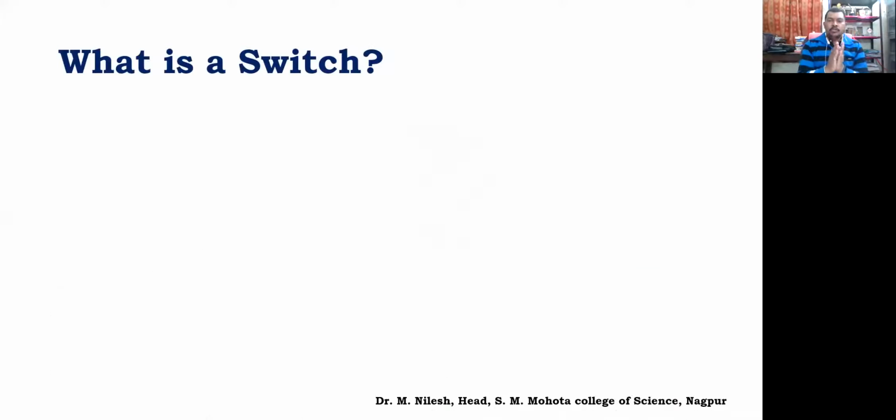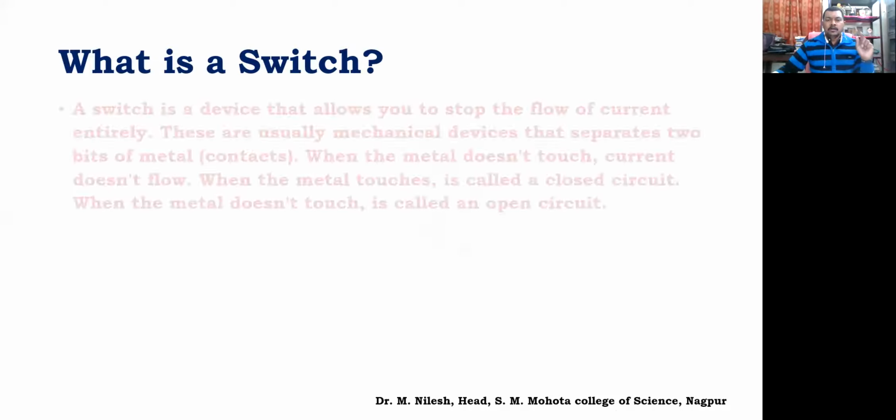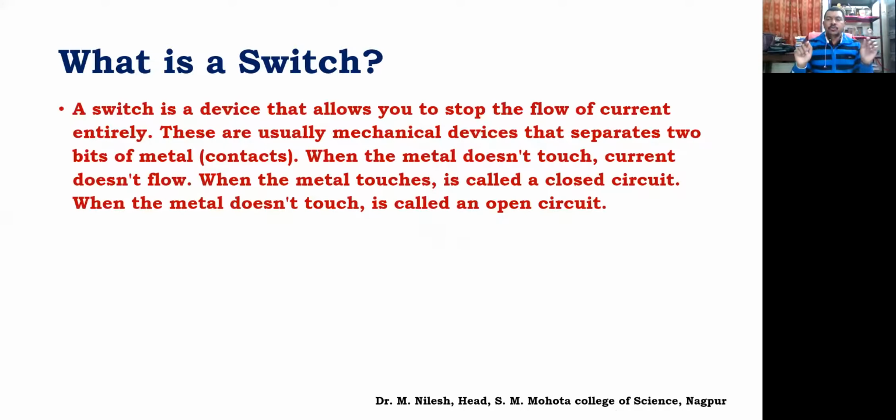So the first question is, what is a switch? When I say a switch, what comes to your mind? A switch is nothing but a button which is used to cut off or switch on the flow of current. We are just breaking or making the connection in a wire. If you break it, it is off, and when you make it, it is on. It is a mechanical contact sort of thing.